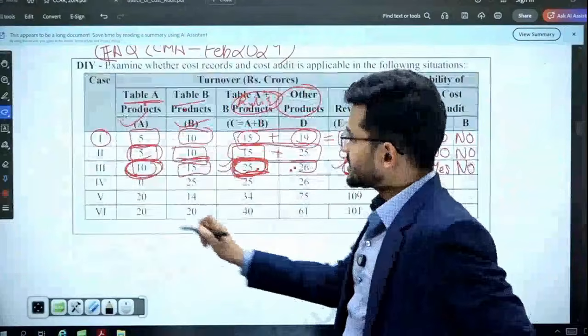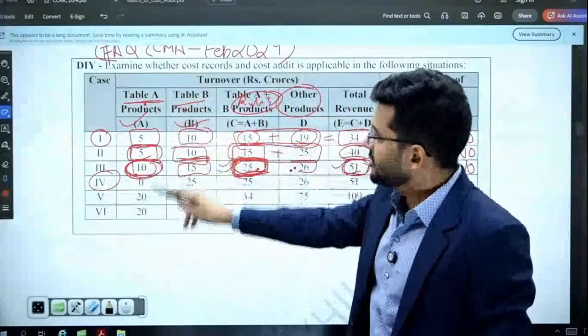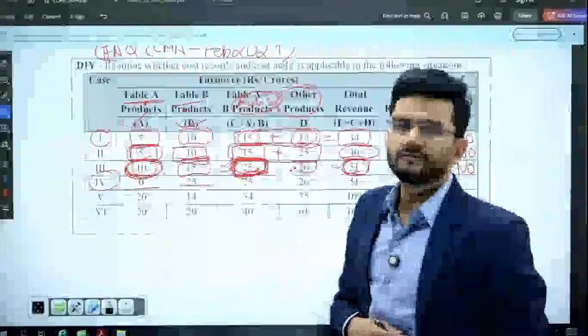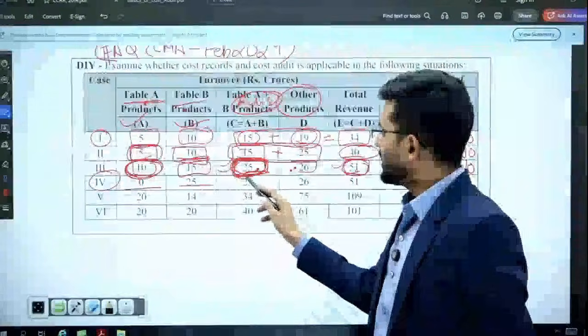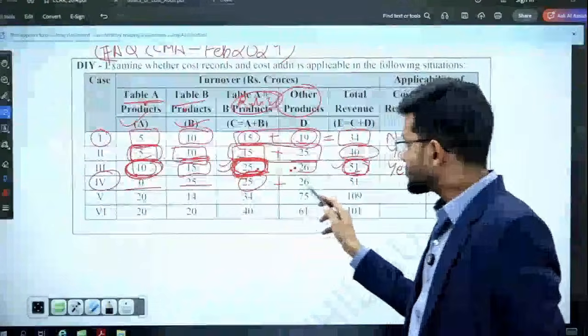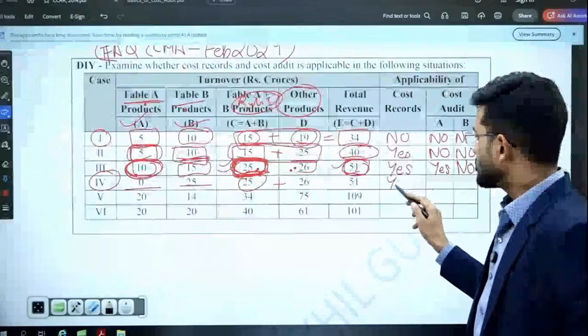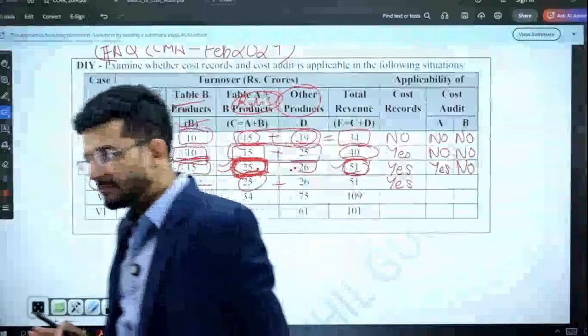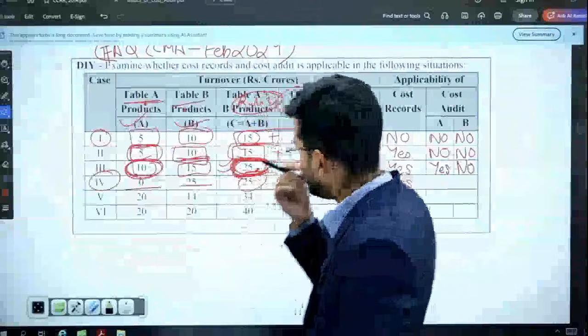Okay. Next, case 4. We are not producing table A product. Table B product, 25 crore turnover is table B product. Table A and B is 25 crore. Other products are 26 crore. So 25 plus 26 is 51. Whether cost records are required to be prepared? Yes, cost records are required to be prepared for table A, table B both. Okay. Cost records are yes, required to be prepared.